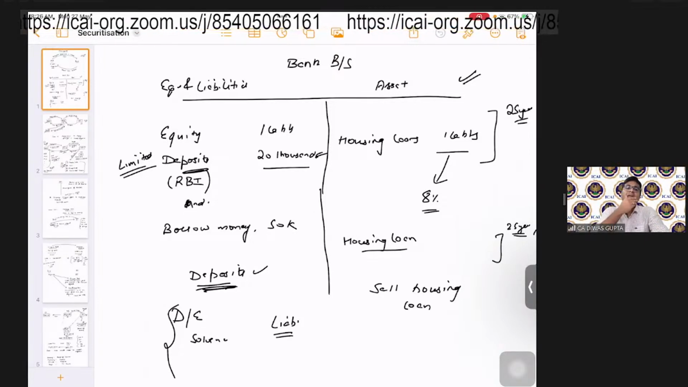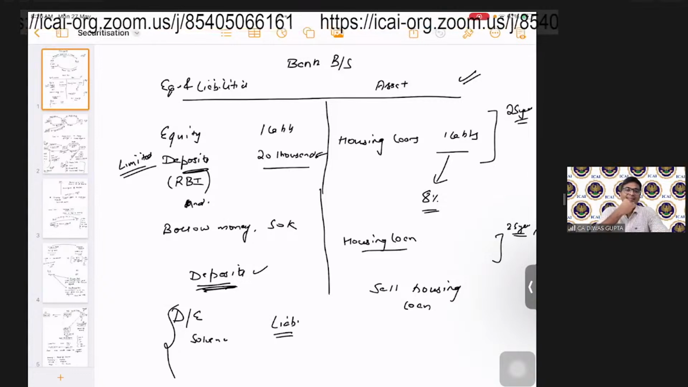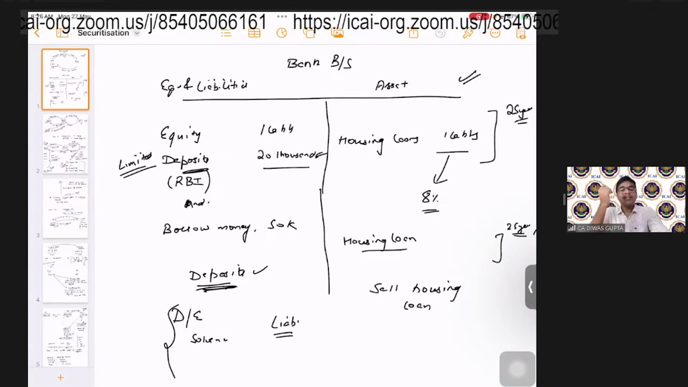Yes, Prerna, you're right. Securities with underlying assets. That is called securitization. Very good.